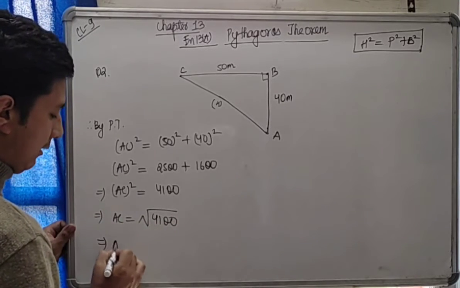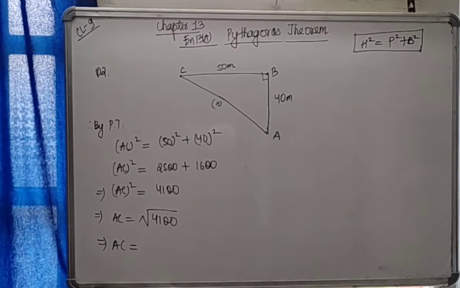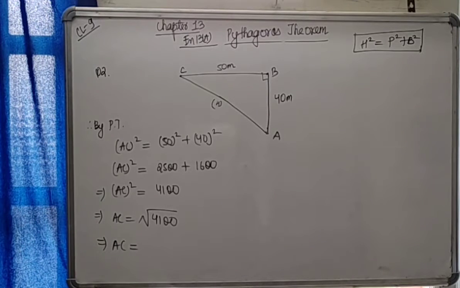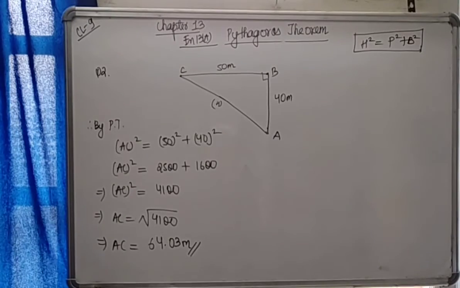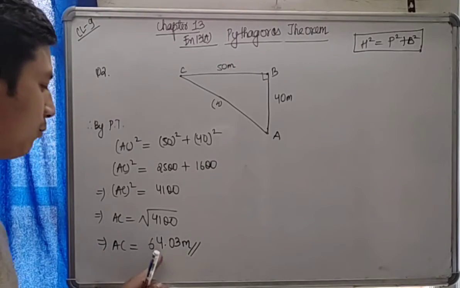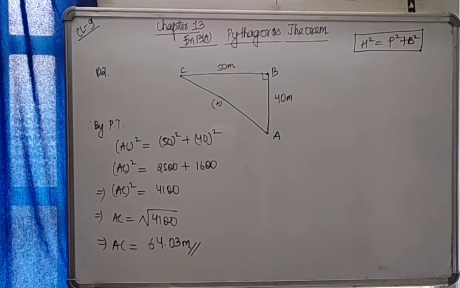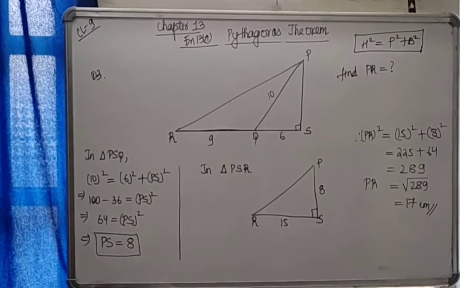Now I want you all to calculate this value, root over 4100. Please calculate this. All right, so this will be 64.03 meter. Please pause the video and note it down. Alright, let's move on to the next question, that is question number 3.